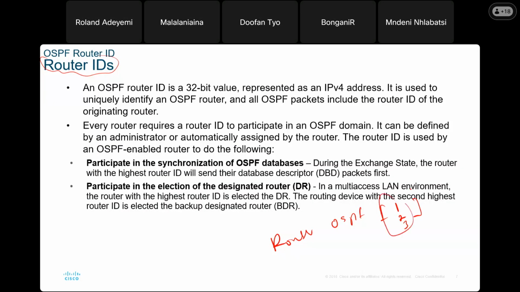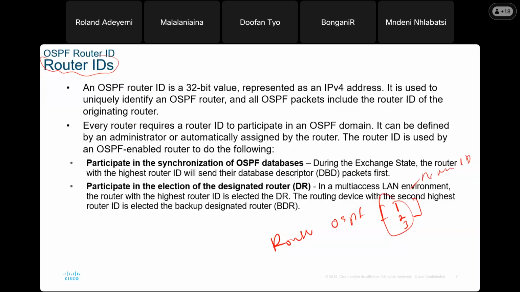But there is another one. This one here is called process ID. There's another terminology you need to be aware of also. It is called router ID. Router ID is different from process ID in the sense that router ID identifies the router under OSPF, but the process ID identifies the routing process. They are two different things.